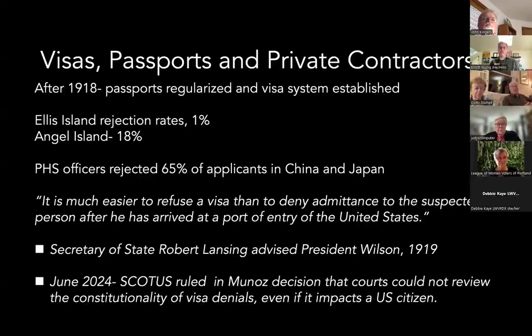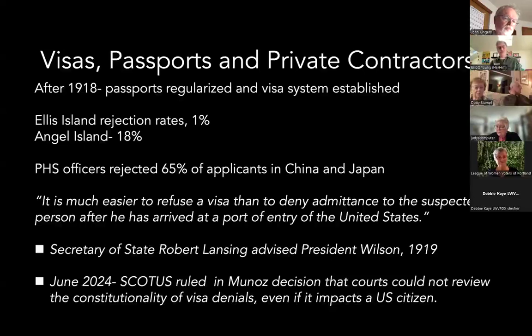Okay, so let's move on from there into the early 20th century. What we get is that idea of remote control being operationalized through systems of visas, passports, and then private contractors. So after 1918, passports were regularized and the visa system was established. Once an immigrant got to the United States, they went through a screening process, usually for health-related issues in the early 20th century.